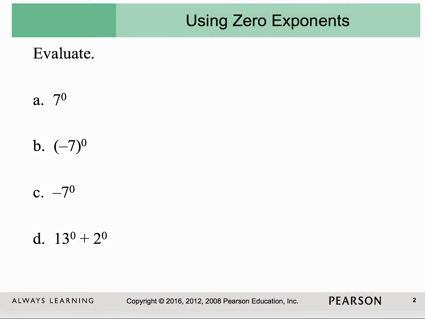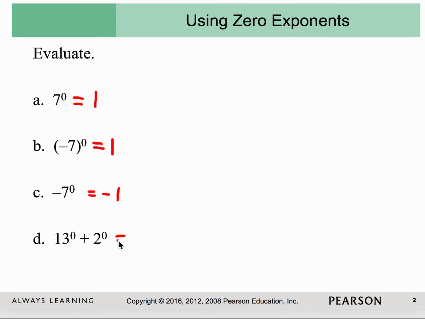Okay, anything to the zero power is 1. This is not all to the zero power, though, so be careful about that. This is -1 because this exponent has nothing to do with that negative. If it did, it would be in parentheses like this one. Now this whole -7 is being raised to the zero power. But here only the 7 is being raised to the zero power, so the negative stays.